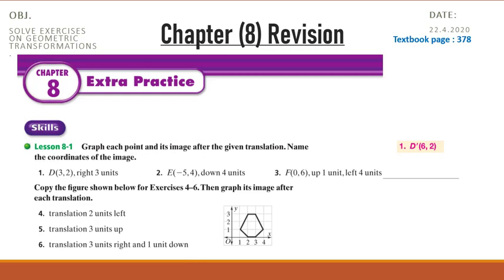Can I answer, mister? Yes. It will be -5 and 0. Down 4 units, so it will be subtract 4 from y. Excellent. And the next one, number 3.